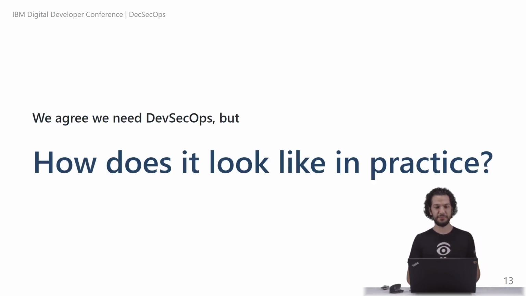So now that we have agreed we need DevSecOps, the question is, what does it look like in practice? What does it actually mean to do it? We talked about all these philosophical things and how to approach it, but what does it look like in practice? I'm glad you asked that question, because it's written huge in the middle of the screen, and I'm sure you read it. Also, you were thinking about it, right?